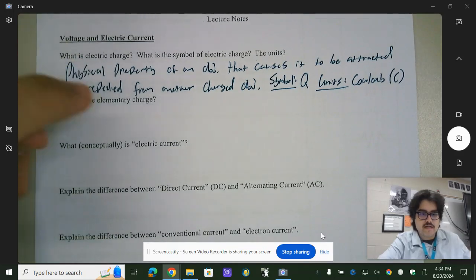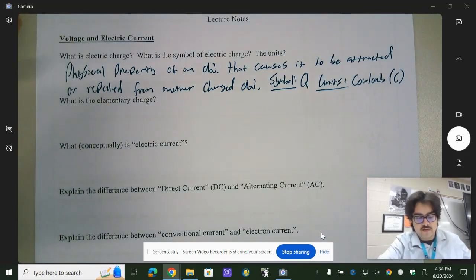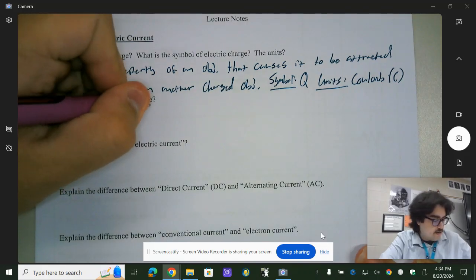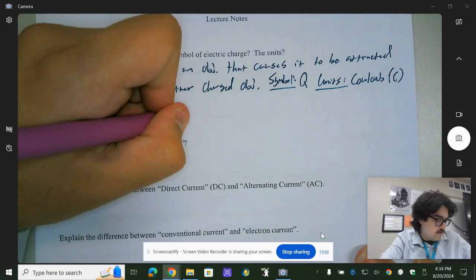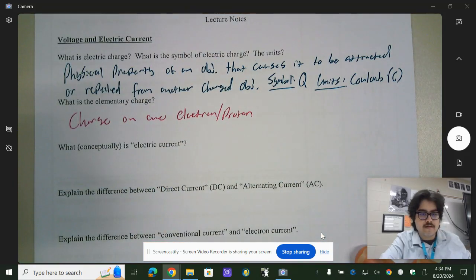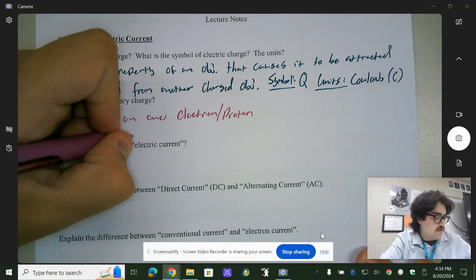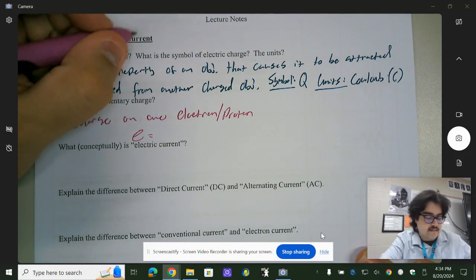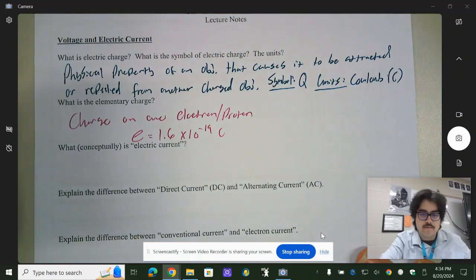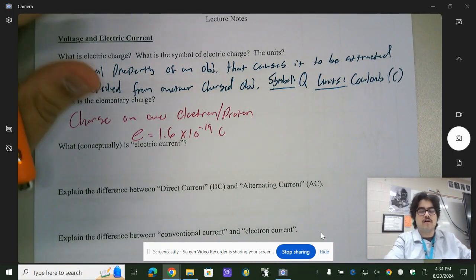Elementary charge is on your equation sheet. It's a constant. You don't have to memorize it, but if you want to save time, you can. This is the charge on one electron/proton. The value of the elementary charge is denoted by a lowercase e, and it is 1.6 times 10 to the negative 19 coulombs.